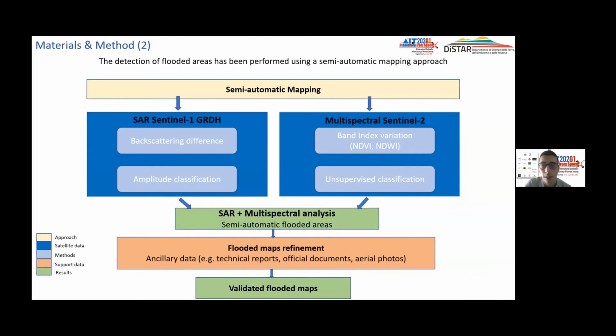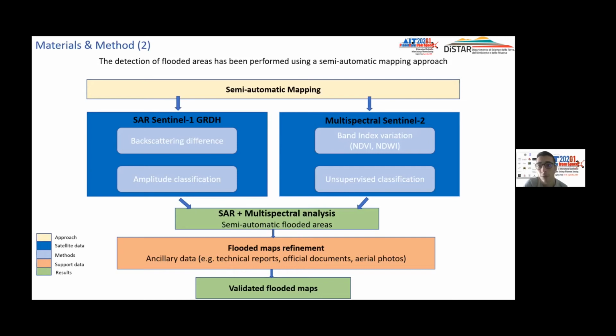This flowchart explains the adopted procedure. Level 1 Ground Range Detected products consist of focused SAR data that have been multi-looked and projected to ground range. In these products, the phase information is lost and there is only the amplitude information. The resulting products have a spatial resolution of about 10 meters with reduced speckle effect.